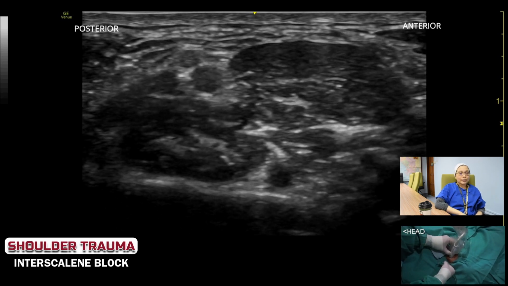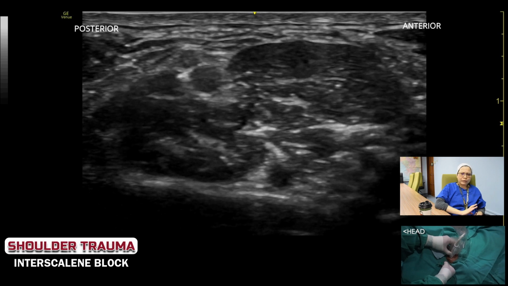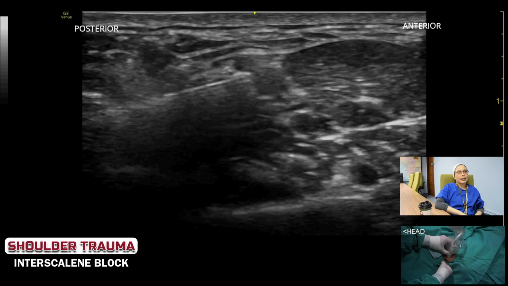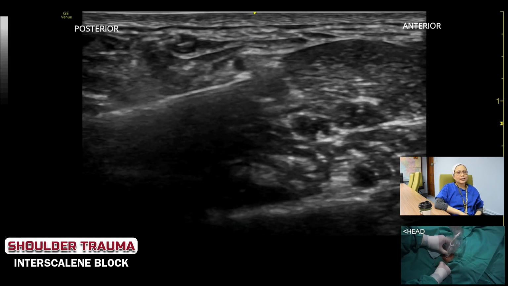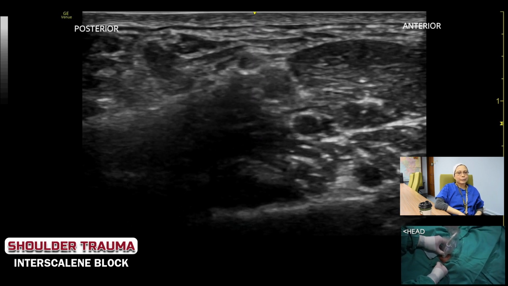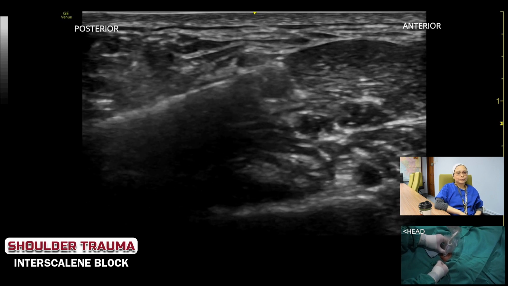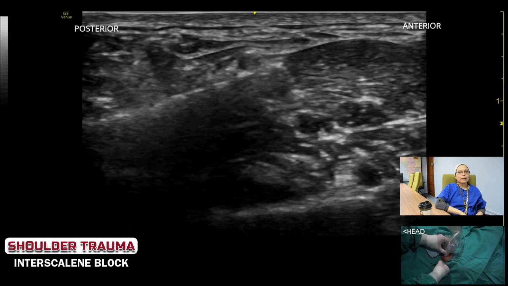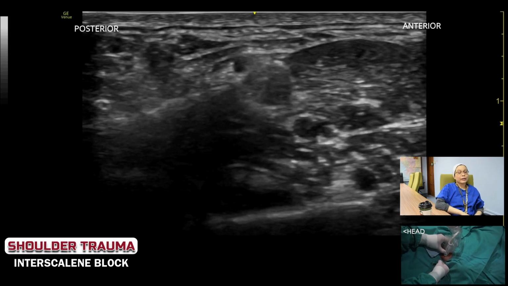LA is injected in a small volume, roughly around 1 to 2 mils after negative aspiration. And we can see that the LA is enveloping the C6 root. The needle is readjusted, so the LA is distributed to C5 as well.